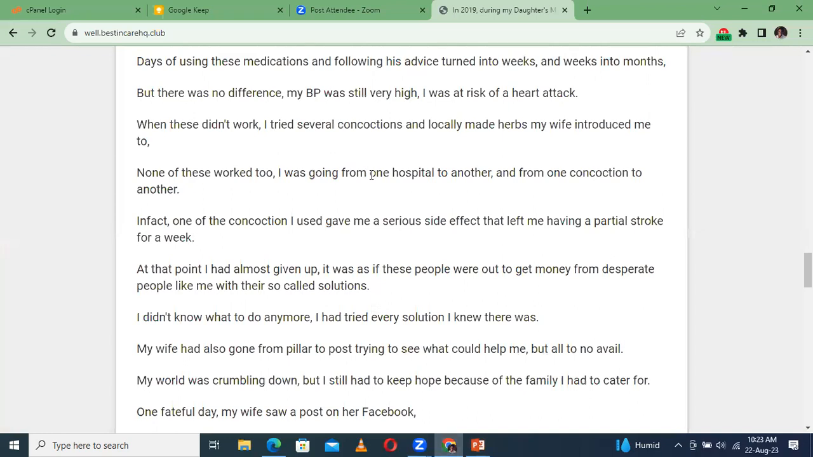So let's see. None of this worked. I was going from one hospital to another and from one concussion to another. In fact, one of the concussions I used gave me a serious side effect.